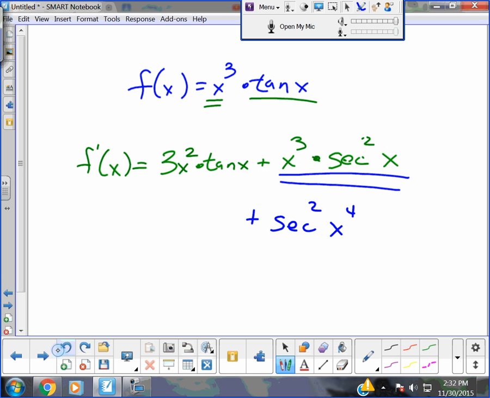So again, product rule shown two ways today, and the big thing was for us to have an opportunity to do a table.